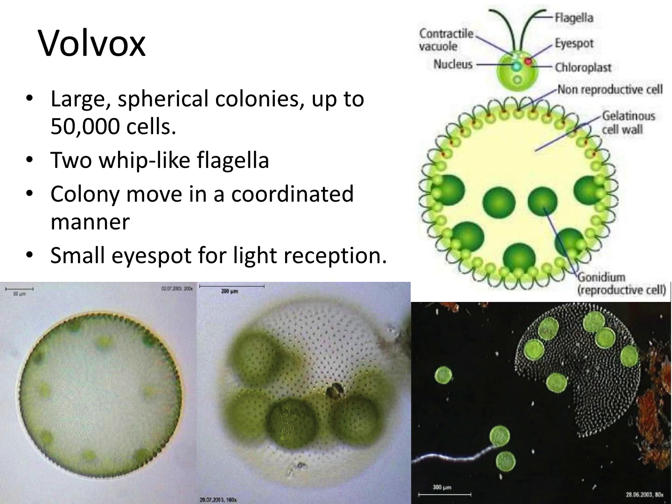Species of Volvox make up large spherical colonies with up to 50,000 cells. Each algal cell has two whip-like flagella that contribute to its locomotion. The cells connect to each other with thin strands of cytoplasm, which allows the colony to move in a coordinated manner. Additionally, each algal cell has a small eye spot for light reception.